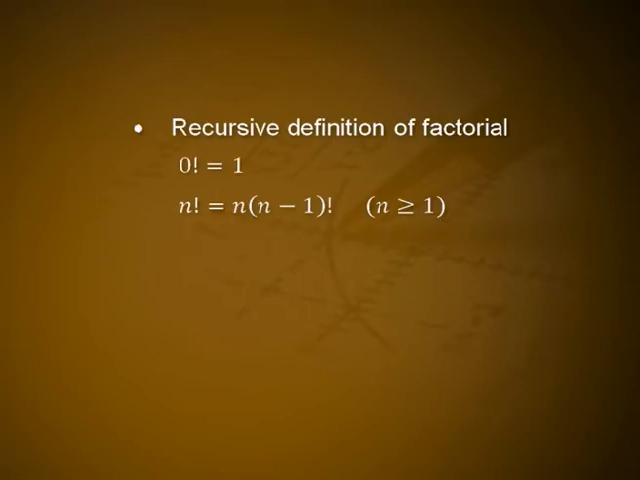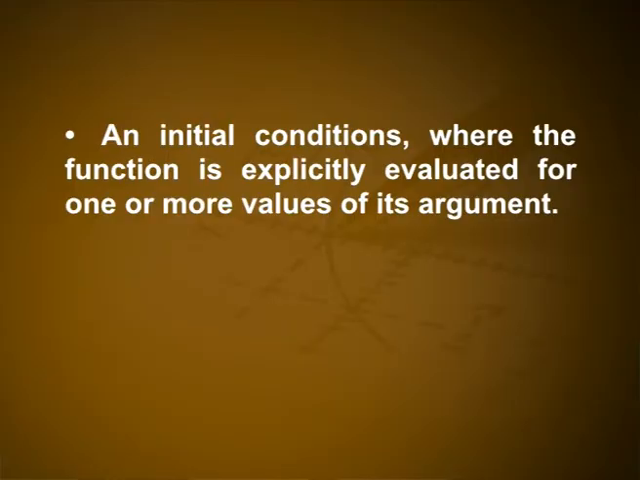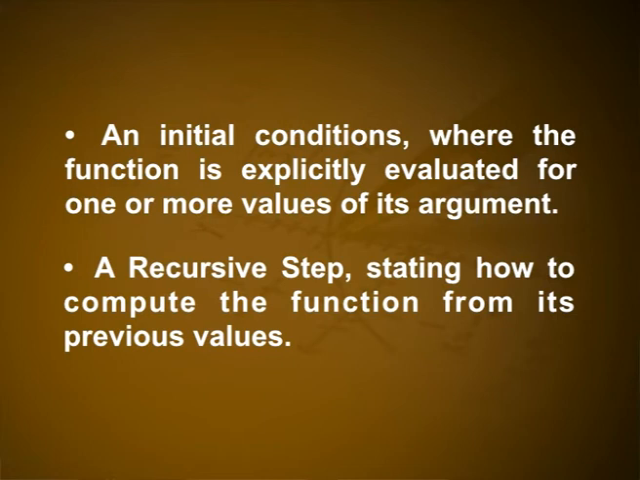Other examples: recursive definition of factorial, that is 0! = 1, n! = n times (n-1)! for n >= 1. Another example: recursive definition of power. a^0 = 1, a^n = a^{n-1} times a for n >= 1. In all these examples, we have an initial condition where the function is explicitly evaluated for one or more values of its argument, and a recursive step stating how to compute the function from its previous values.